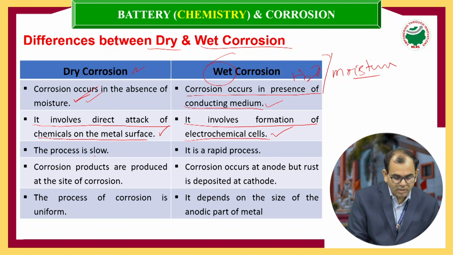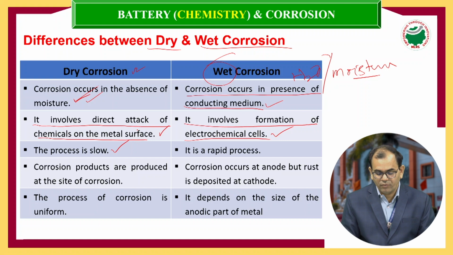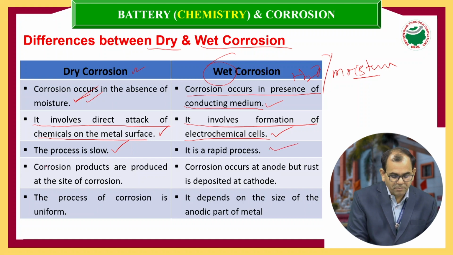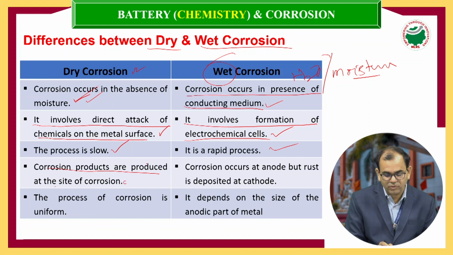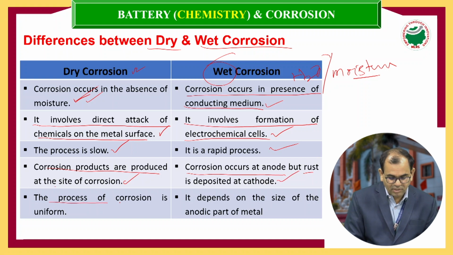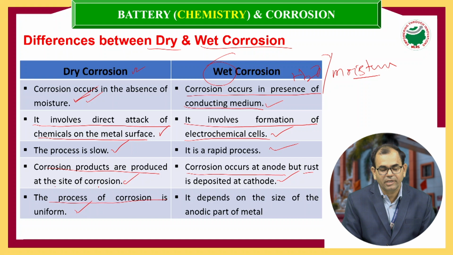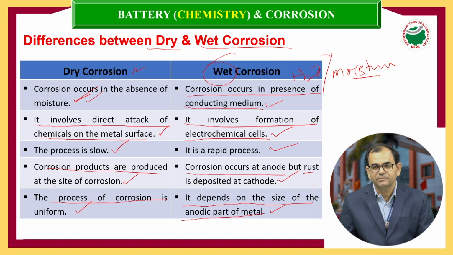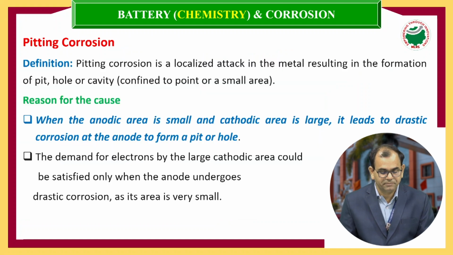The dry corrosion is slow, whereas wet corrosion is a rapid, faster process. In dry corrosion, corrosion products are produced at the site of corrosion. In wet corrosion, corrosion occurs at the anode, but rust is deposited at the cathode. The process of corrosion is uniform in dry corrosion, whereas in wet corrosion it depends on the size of the anodic part of the metal. Okay, these are the major differences between dry and wet corrosion.